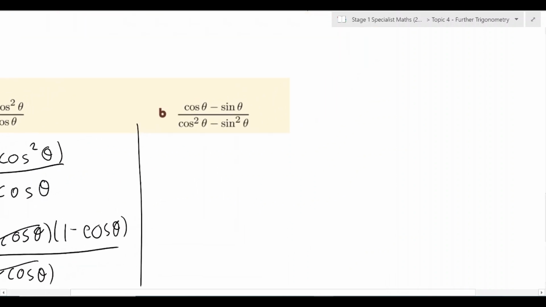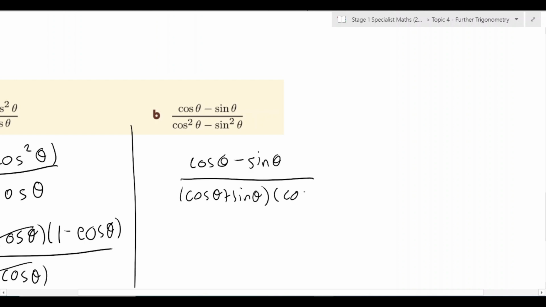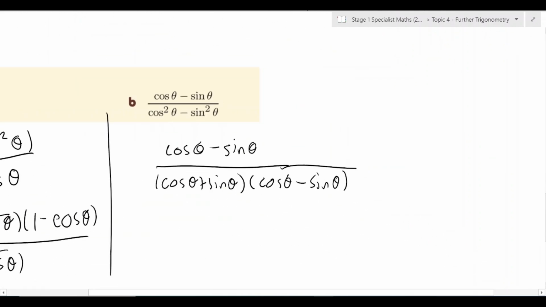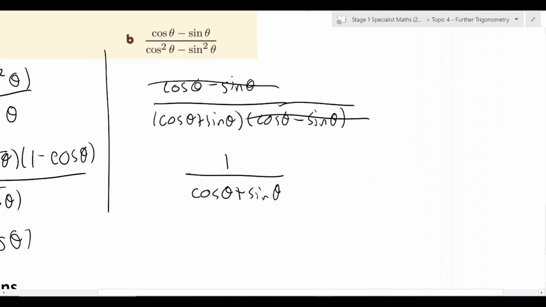Next one here that we've got, cos take sine, over cos squared take sine squared. So it probably wants you to factorize out the bottom here. So we're going to get cos theta take sine of theta over cos theta plus sine of theta, cos theta take sine of theta, just like that, which is basically the same one we did there. Then that is going to cancel. You're left with 1 on the top, cos theta plus sine theta. And that's about as good as you're going to get that fraction to be.